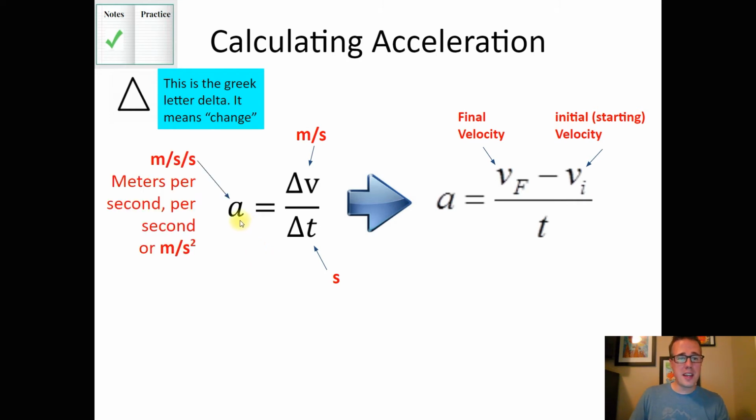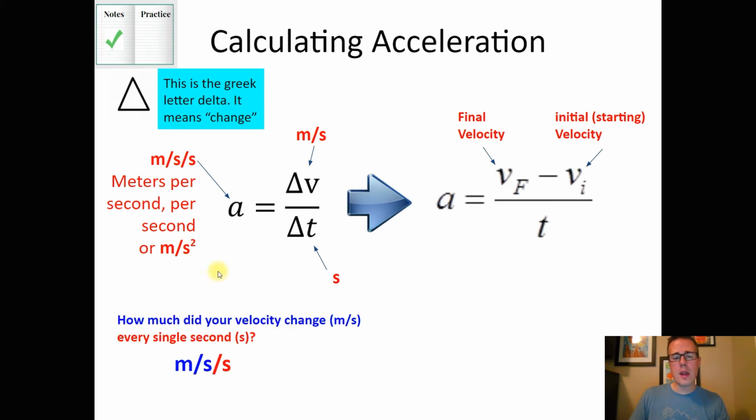For acceleration, it's got kind of a silly unit at first, but once you understand what it means, it actually makes a lot of sense. So the unit is meters per second per second. You would say it just that way, meters per second per second. You could also say meters per second squared, and it looks like this right here where my mouse is. Both of those are totally fine, and they mean the same thing.